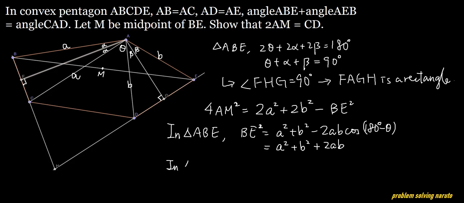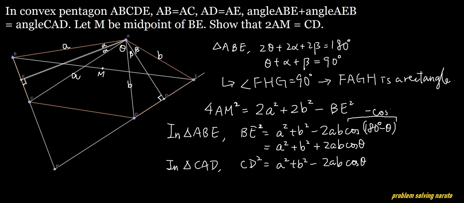And then in triangle CAD, CD square is A square plus B square minus 2AB, oops, I forgot my cosine theta here. Cosine theta, so it becomes plus 2AB cosine theta, and CD square is just this.